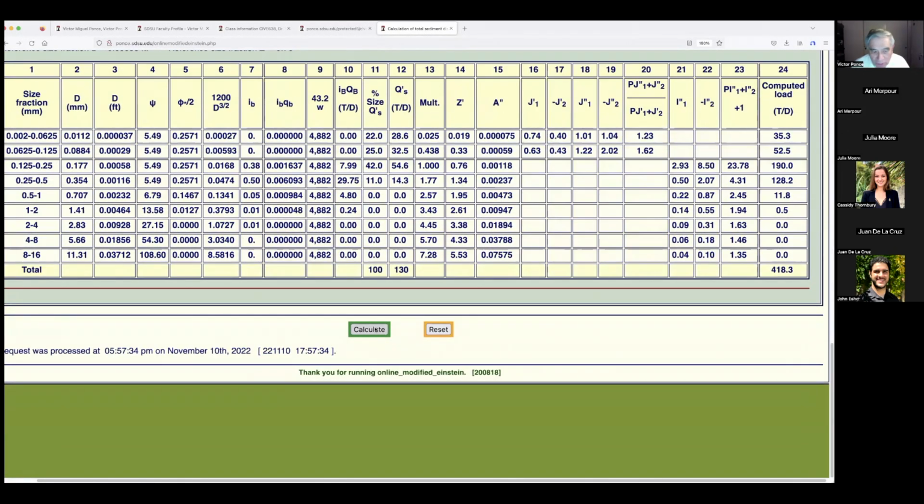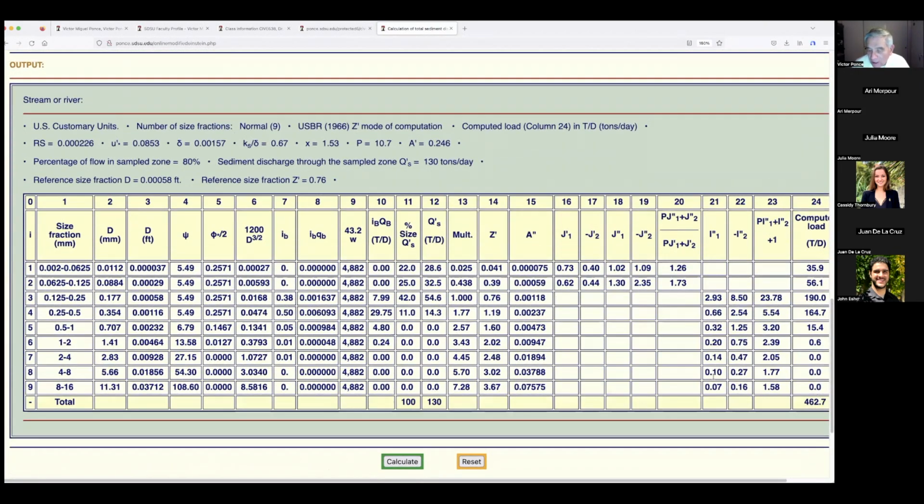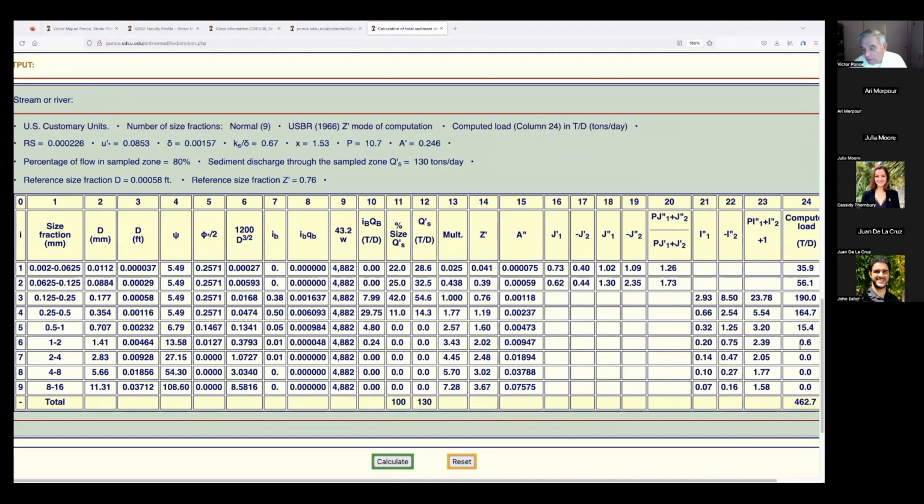Remember 418.3, okay? Now we're going to calculate in here, and we get 462. So the new methodology has increased from 418, so 41, it's about 10%. 10% more transport with the Lara method, which is based on 2 points for the determination of Z prime. Is that odd? No, not at all. It's within the normal expectation.